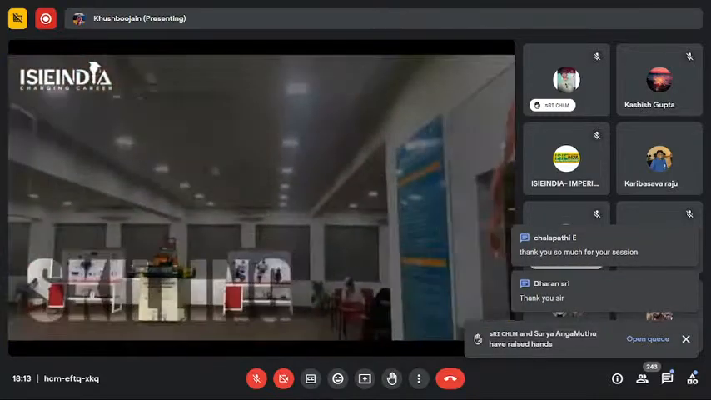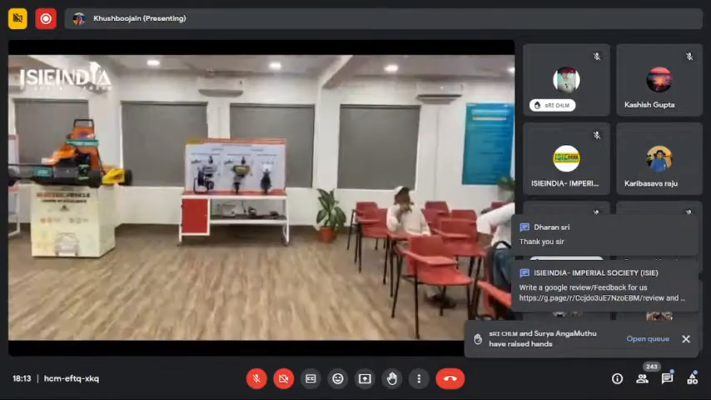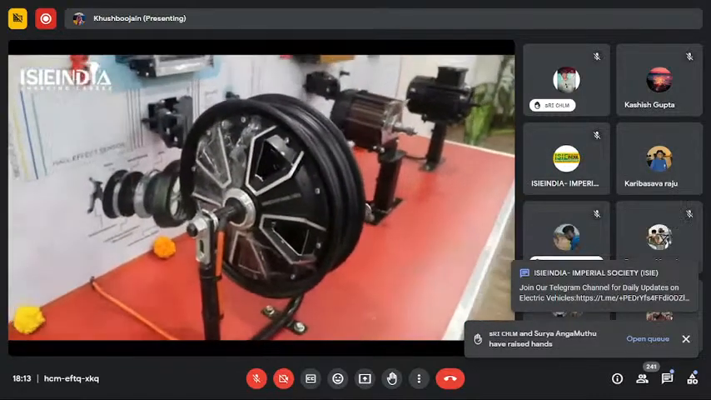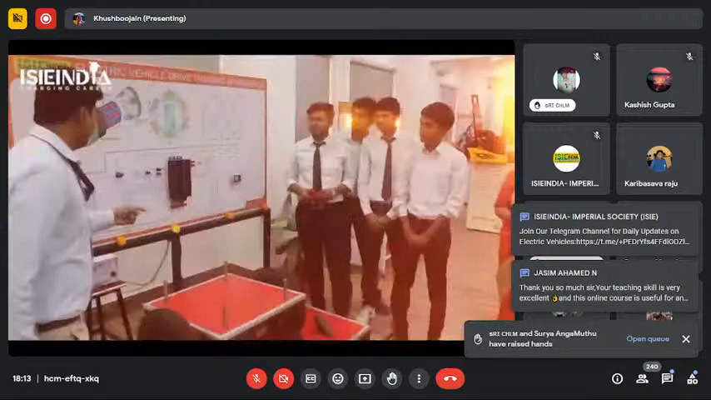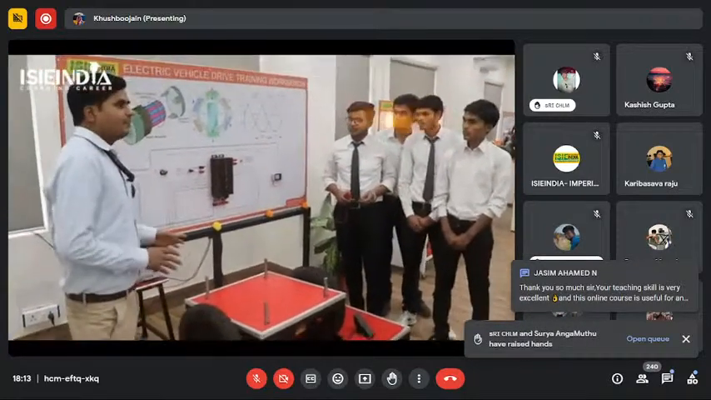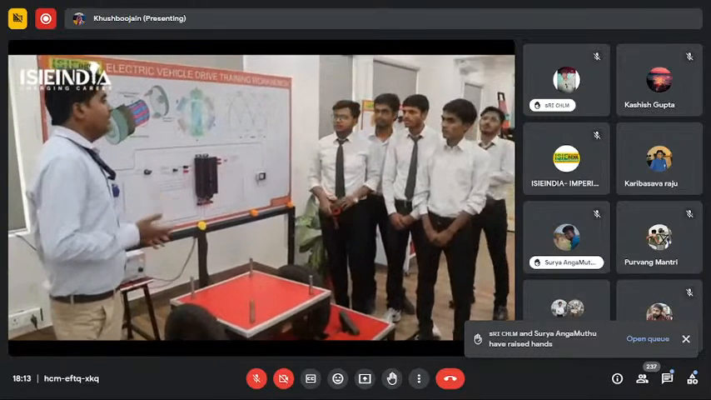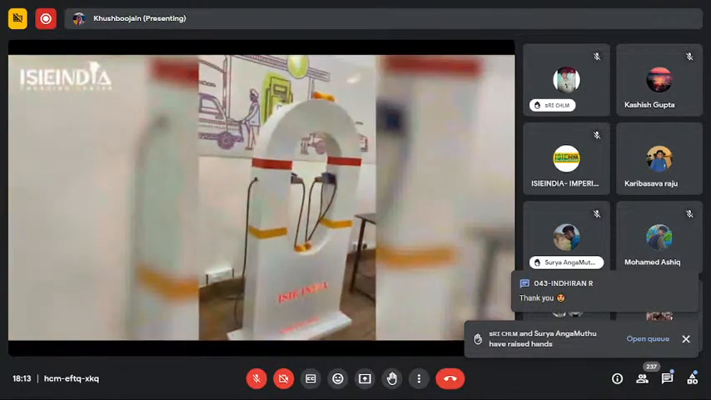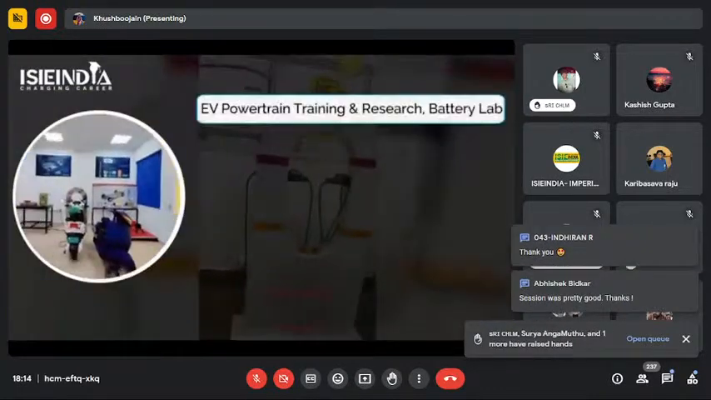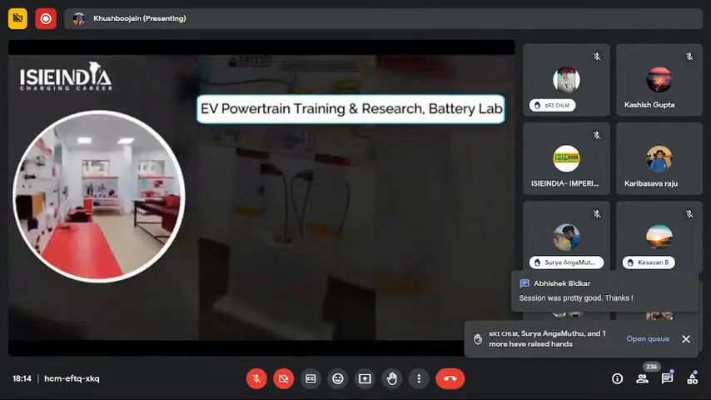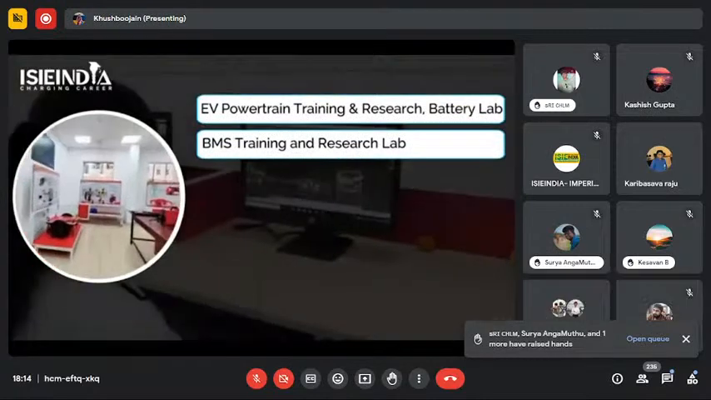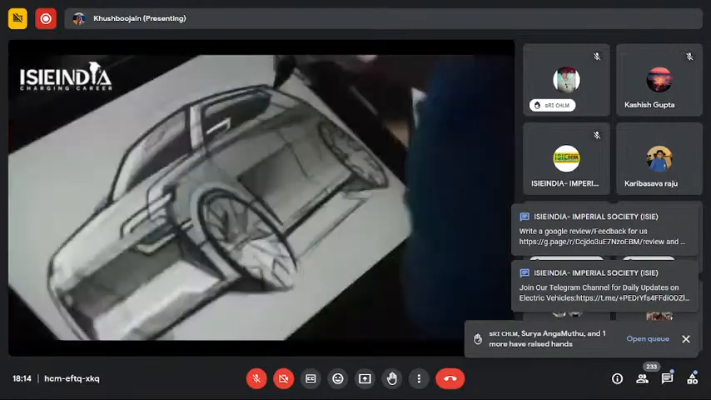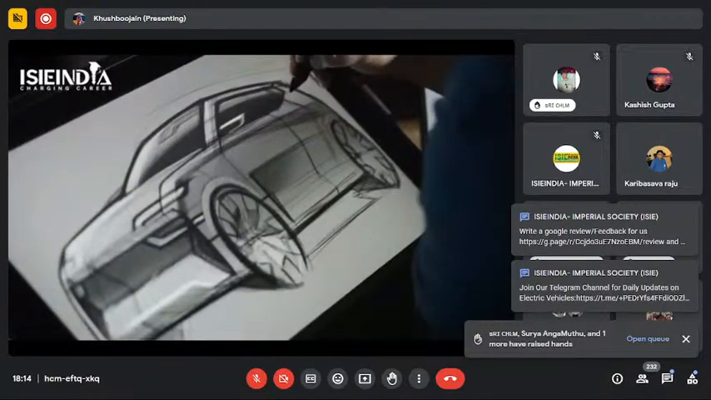Along with the courses for skilling, reskilling and upskilling, at engineering institutes across India, we are setting up a state-of-the-art facility, Center of Excellence for e-mobility research and skill-based education, which is equipped with research and project-based learning-oriented experimental setups. This Center of Excellence is not only limited to educate the students, but also it will be utilized for research, innovation and product design and development. It is a combination of 6 labs including EV powertrain training and research lab, battery BMS training and research lab, EV charging and battery swapping lab, software modeling and simulation lab, innovation lab and renewable energy lab.